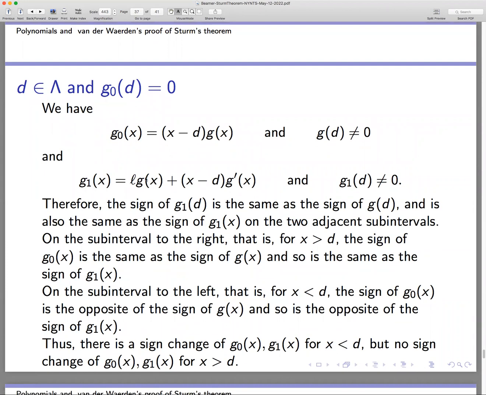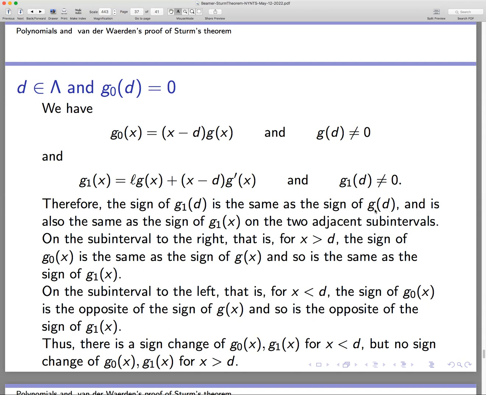And G1 is L times g of x plus this, where L, so this G1 is not the derivative of G0 in general, because of this L. L is the multiplicity of d as a root of the original polynomial f. But this is still the form of G1, and if you evaluate this at d, it's non-zero. So G1 of d is non-zero. So that means the sign of G1 of d is the same as the sign of g of d.